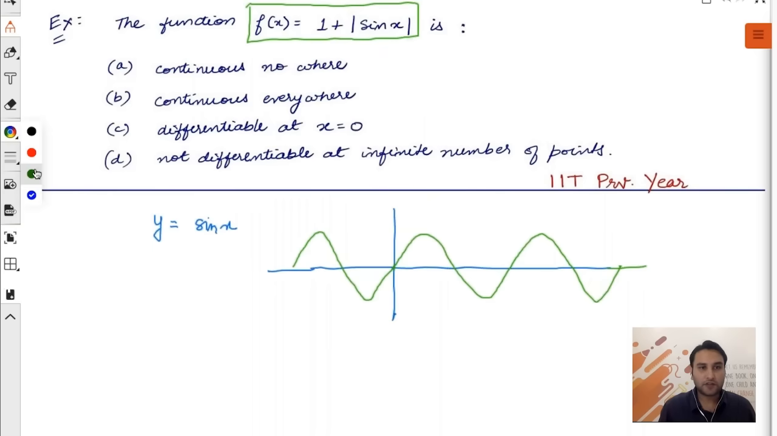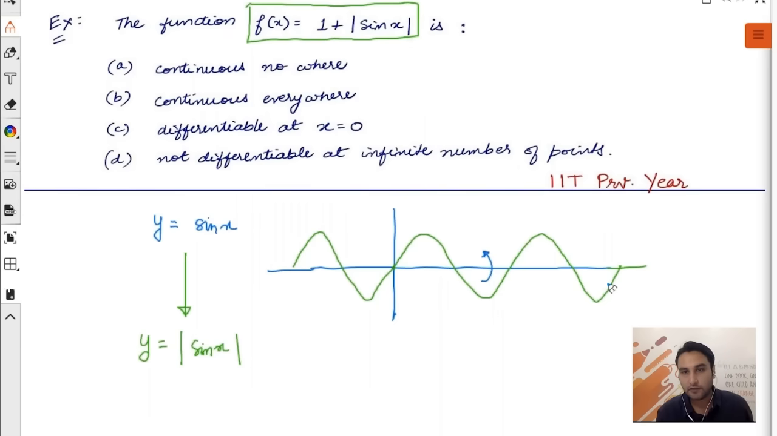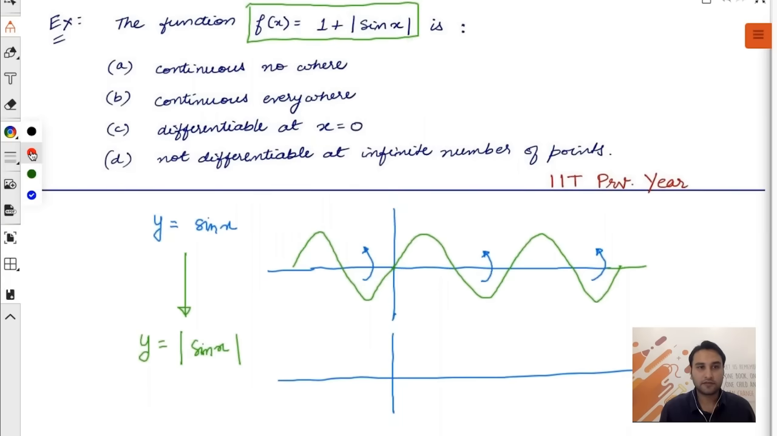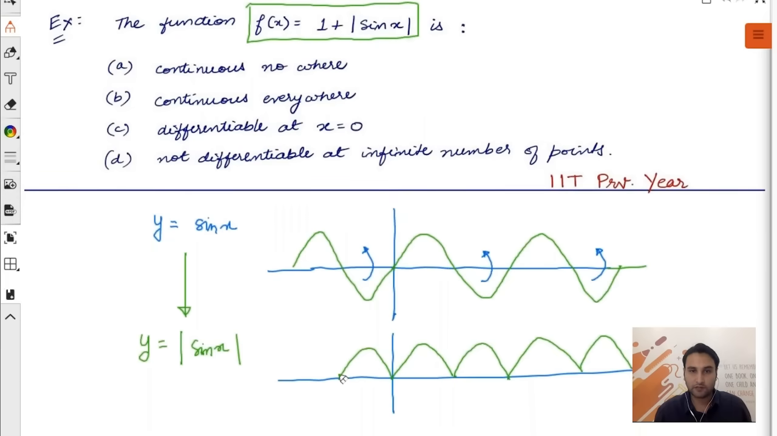Now first do the first transformation. First, take a mod of this. Take a mod of sin x. Mod f(x). If this is f(x), this is modulus of f(x). What will happen? What will Baba do? Baba will say, beta, wherever you are negative, please come up. Can you make the graph? How will the graph be? Entire graph will have come up. This was positive before, this also became positive, this was already positive. Negative became positive. Awesome. This is the graph of mod of sin x.